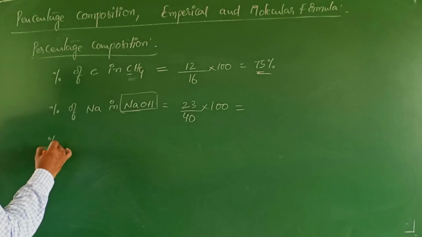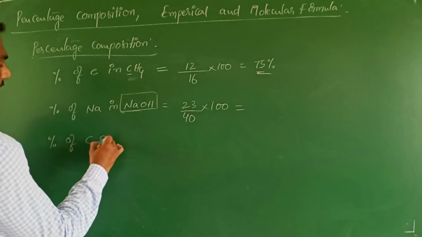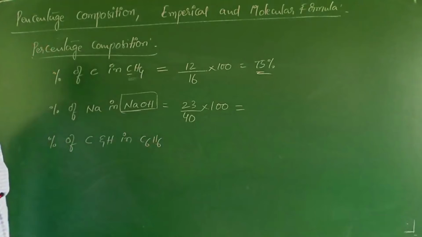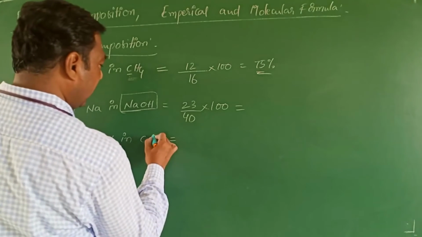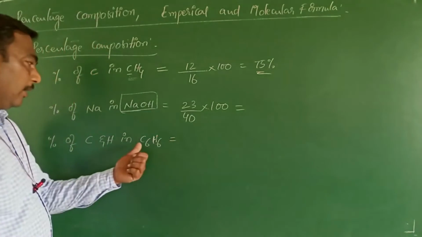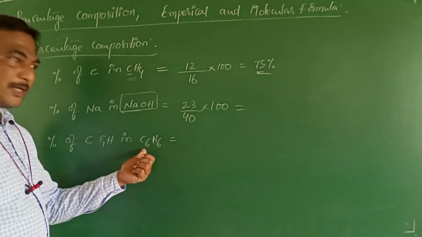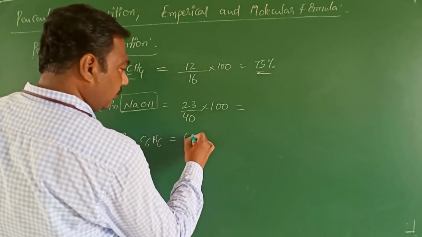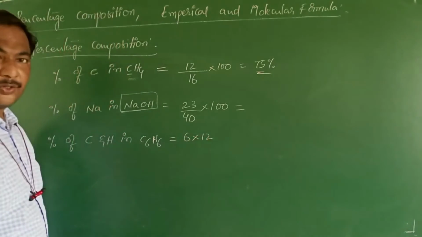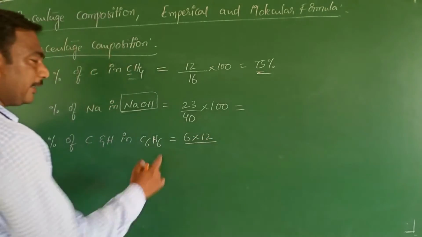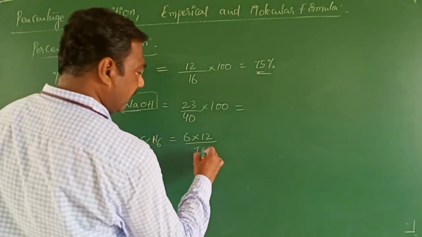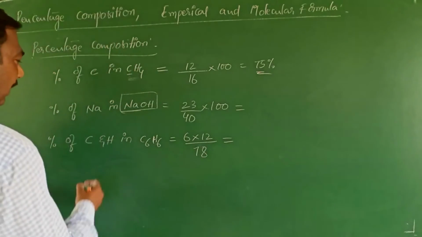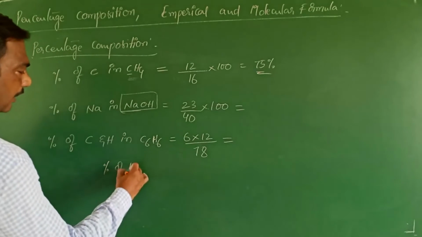Now, percentage of carbon and hydrogen in benzene. Right, students? How many carbons are present here? 6 carbons are present. Therefore, 6 into the atomic weight of carbon, 12, divided by the molecular weight of benzene, which is 78. Here you will get the percentage of carbon. Now, come to percentage of hydrogen.